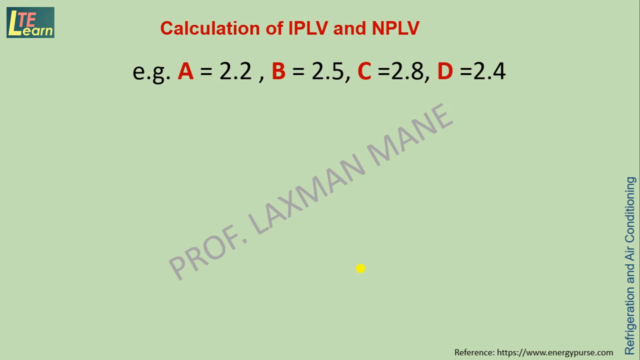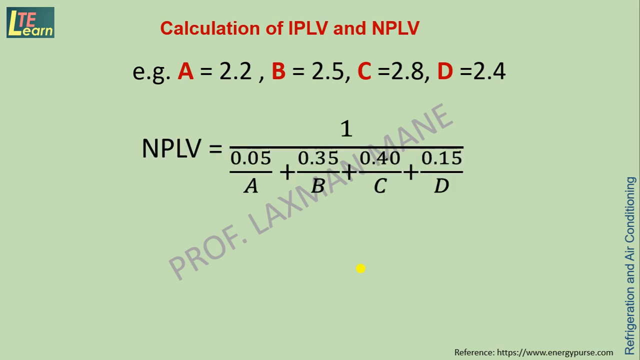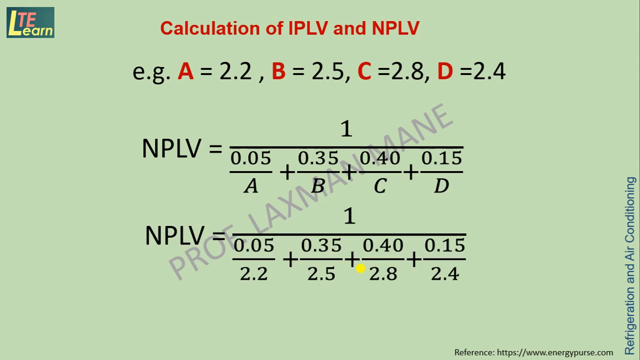For example, we will take the energy efficiency of a chiller, say COP or EER, as 2.2 for A, 2.5 for B, 2.8 for C and 2.4 for D. Then by putting these values in this formula, we can calculate mathematically. We get the value of non-standard part load value as 2.7168. Now this is a calculation for understanding purposes.